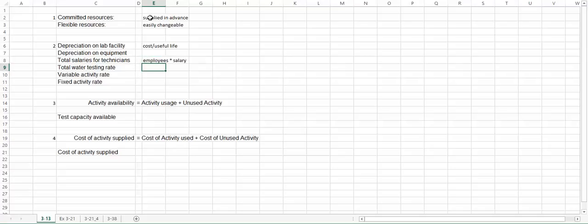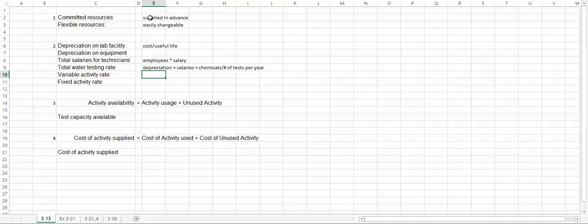For the total water testing rate, you're going to have your depreciation. You're going to add to that the salaries of your employees, also the chemicals, and then you're going to divide all of that by the number of tests that you plan to run per year. All of this information is in the actual problem. Some of it's in the paragraph, some of it's listed below that.